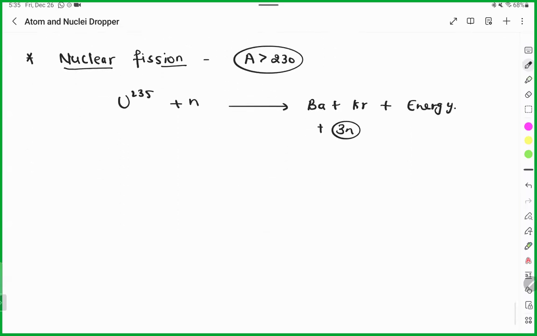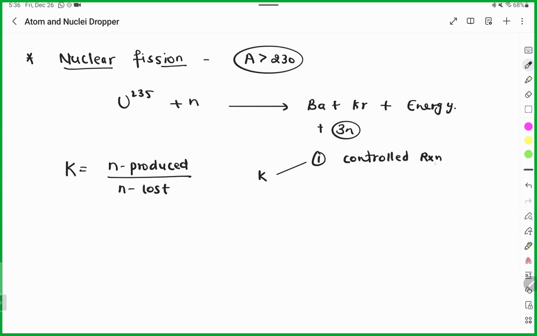Next, we want to calculate how many neutrons are lost in a reaction and how many neutrons are produced. This is explained by the reproduction factor K. How many neutrons are produced divided by how many neutrons are lost in the reaction. If K value is 1, then you will say this is a controlled reaction. In this controlled reaction, it is critical and you can use this for the nuclear reactor. It is really, really good.